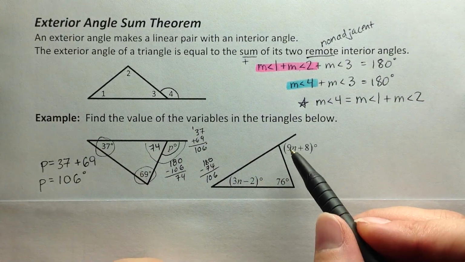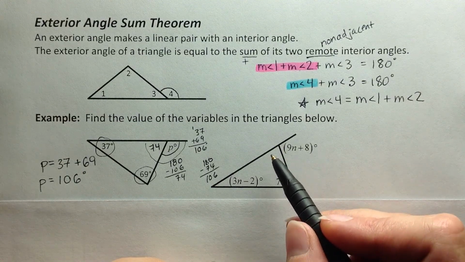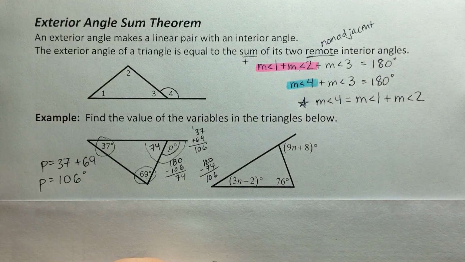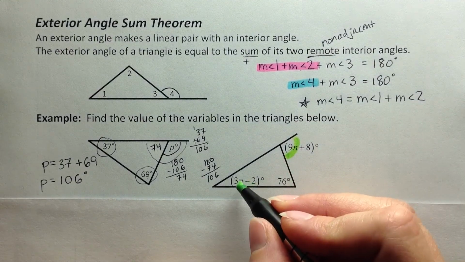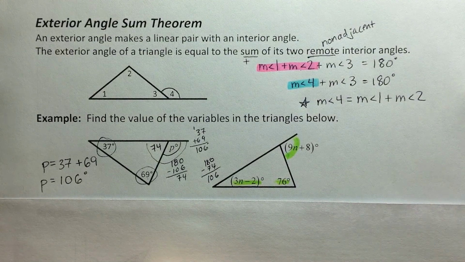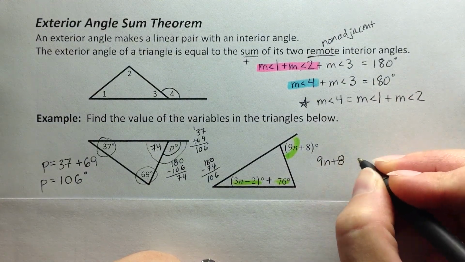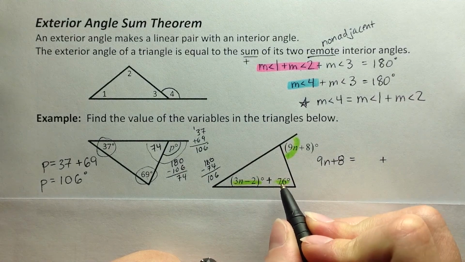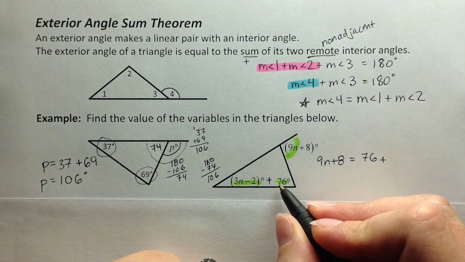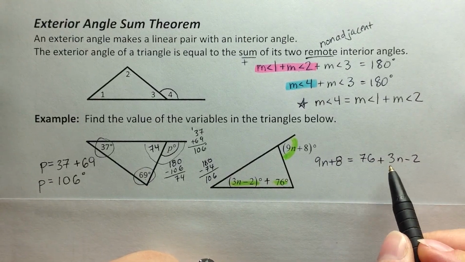Okay, on this one, you really have to know your exterior angle theorem. You have to, because, well, I say that, you could do 180 minus this for this angle, but the distribution gets a little tricky. The better way to do this is use your exterior angle theorem. Your exterior angle, so here's your exterior angle, is equal to the sum of the two remote interior angles, this one and this one. So I'm going to add the two remote interior angles and it's going to give me the exterior angle. My exterior angle, 9n plus 8, is equal to the sum of the two remote interior angles. So add these two together. I'm going to put 76 plus 3n minus 2. And of course the order of how you add those two isn't going to matter.